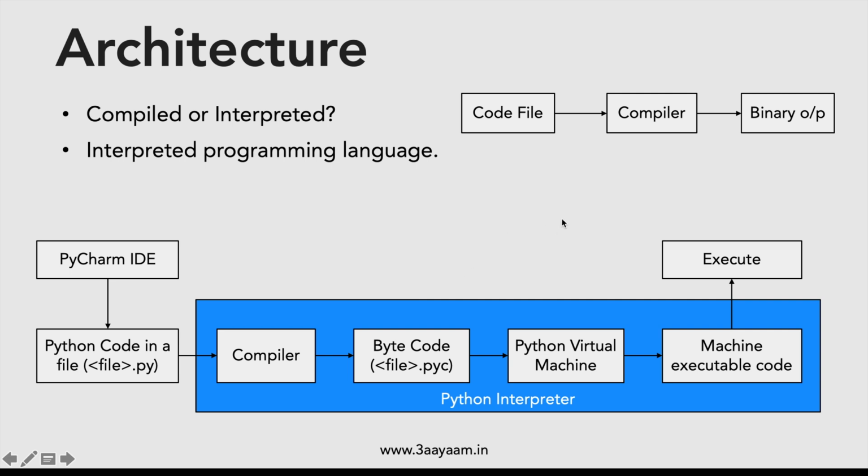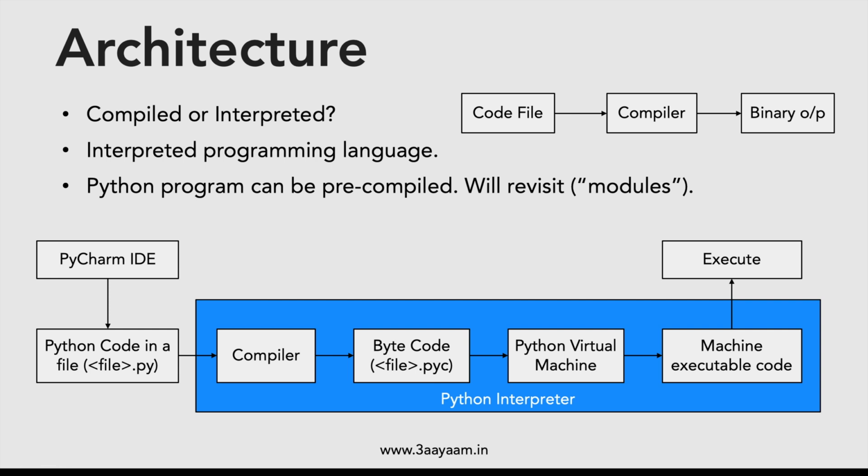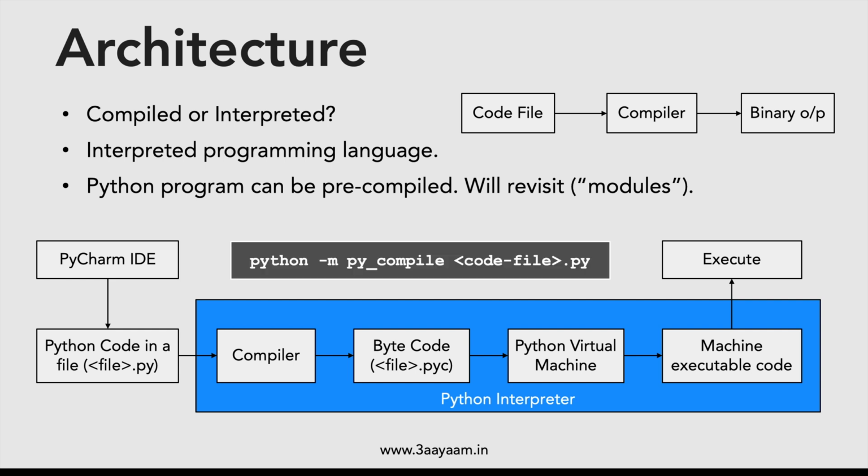But if we want, we can pre-compile the code. All the Python programs that we write, we can pre-compile. And we'll revisit this in the modules topic. But if you want to pre-compile your Python code, this is the command: python -m py_compile followed by your Python program name, which can be any name.py. So this is how the architecture is.